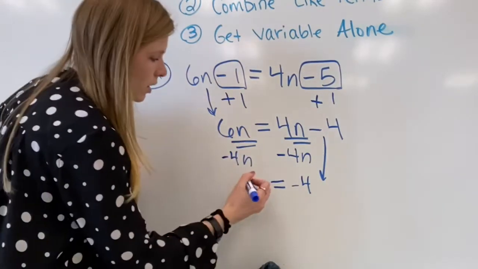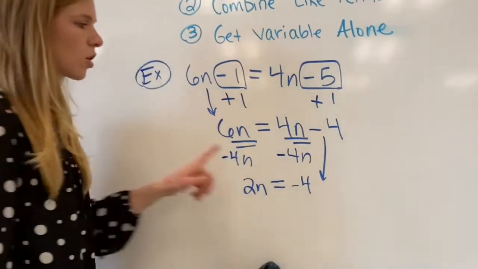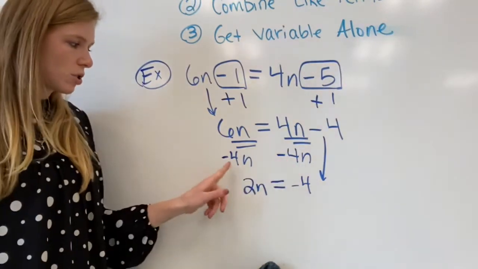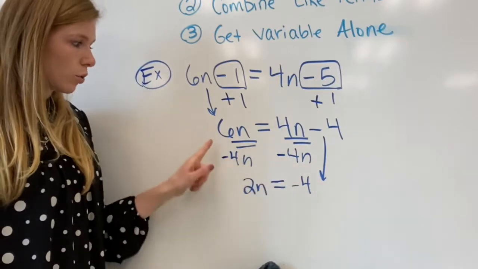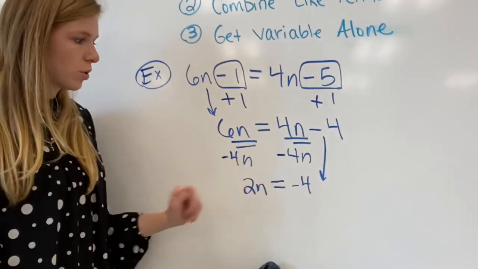6n minus 4n gives me 2n. So whatever you do on this side, you have to do on the other side. We are moving that 4n to the other side. That's why it shows up both times.